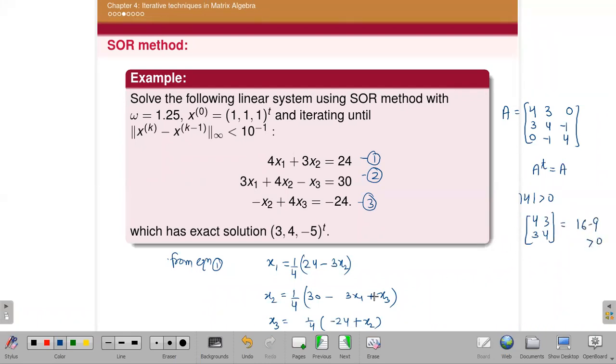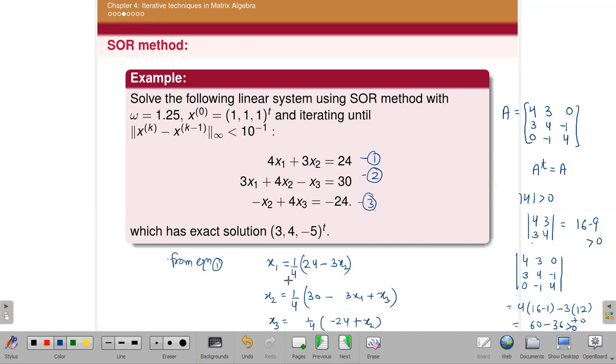And if I find its determinant, of [4, 3, 0; 3, 4, minus 1; 0, minus 1, 4], it will be 4 into (16 minus 1) minus 3 into 12 plus 0. Is it positive? 60 minus 36 gives 24, so it is positive. Yes, this matrix is positive definite. It means that if you take any initial guess in the SOR method, your method will always converge.